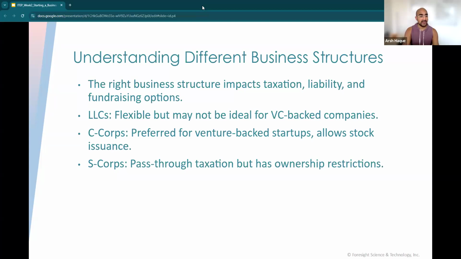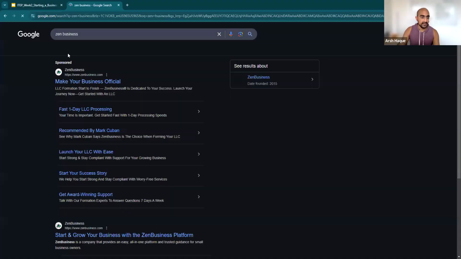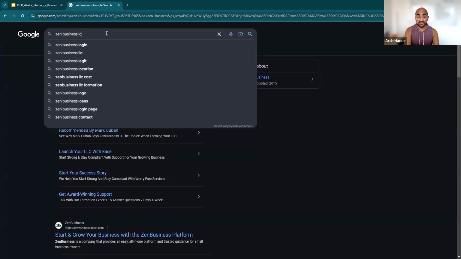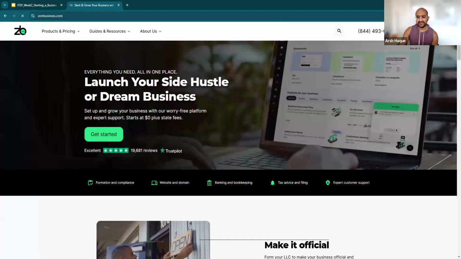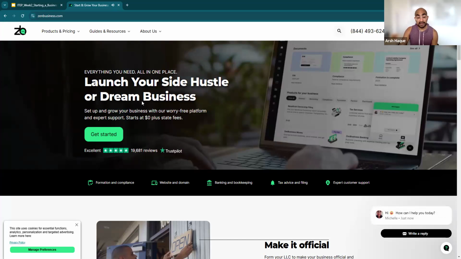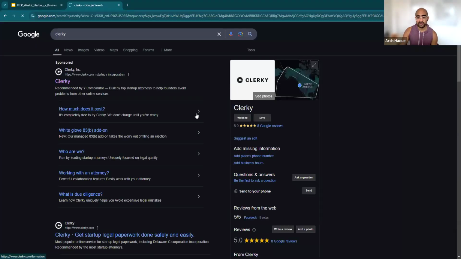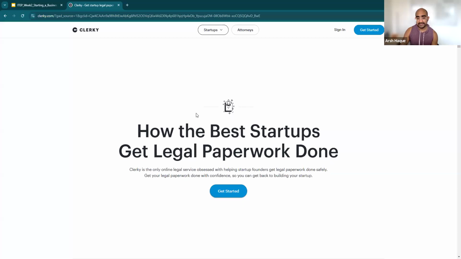Two things that I will pop up, for those who are less familiar. Not necessarily recommendations, but to illustrate what they look like in practice. Zen Business is, I think, the person from Shark Tank, Mark something or other. Anyway, there are a lot of software businesses that automate a lot of it, including the fees, and they're relatively affordable. Zen Business is one that's pretty common for LLCs, and Clerky is probably the most common one when it comes to C Corps and becoming a venture-backed company. So that's a quick reference point with regards to some options there.